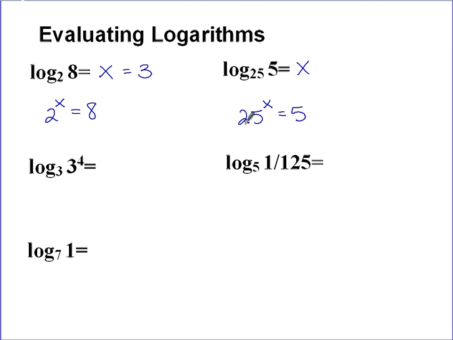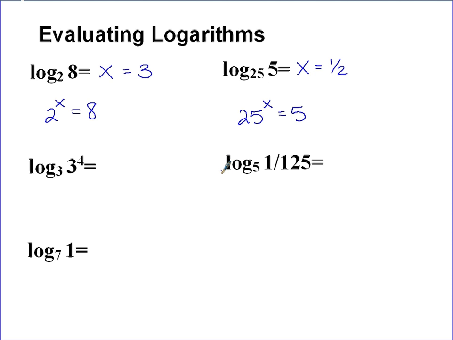And actually the square root of 25 is 5. And if you have your fractional powers down, you know that taking the square root is the same as raising something to the 1/2 power. So x has to be 1/2. 25 to the 1/2 power means the square root of 25, and the square root of 25 is 5. So your answer is 1/2.